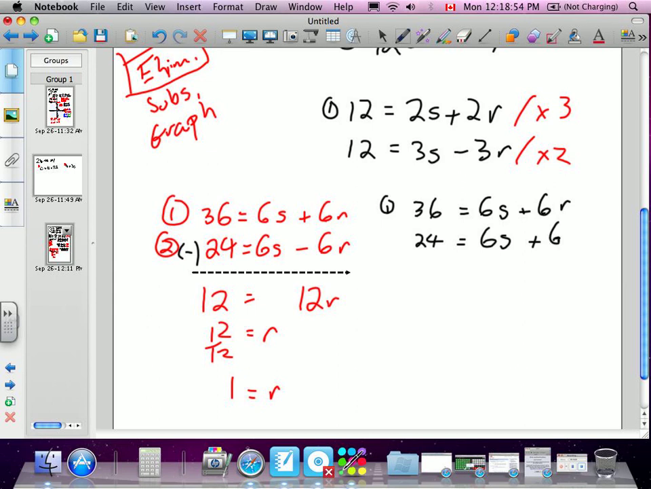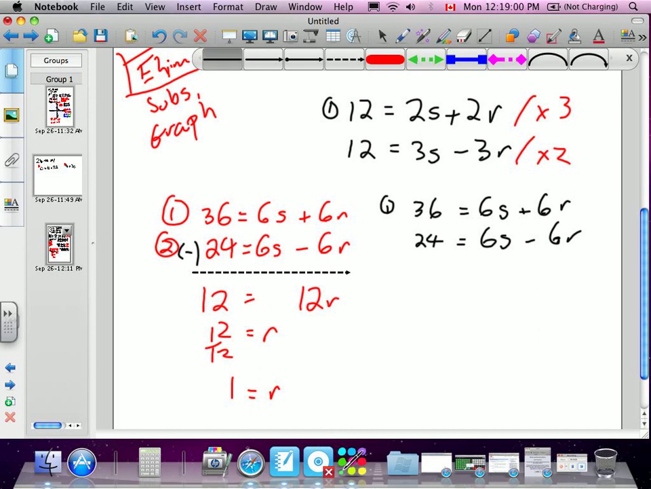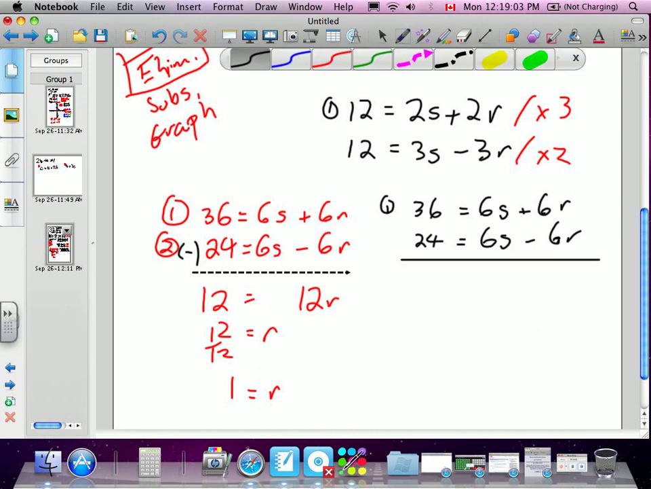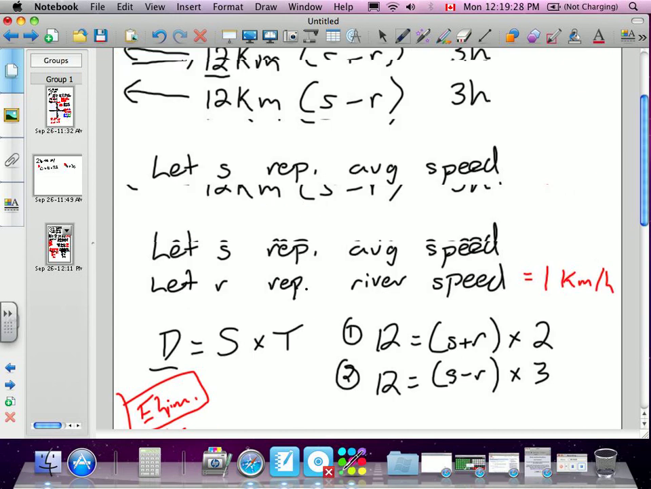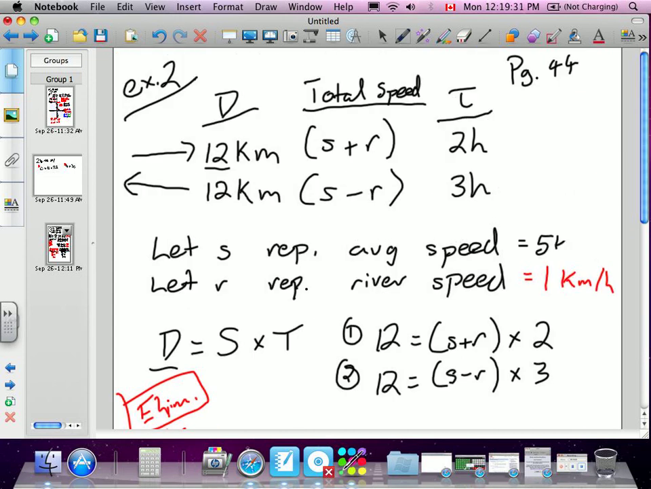So again, we're going to eliminate. This time I'm going to add these together. So 36 and 24 will be 60. 6s plus 6s will be 12s, and 6r plus negative 6r is 0. I'm left with s is equal to 60 divided by 12, which is 5. So our average speed is 5 kilometers an hour, and our river speed was 1 kilometer per hour when we set these two up.